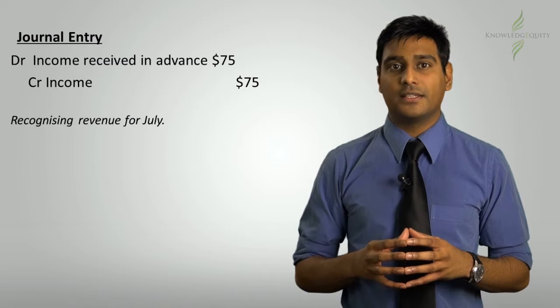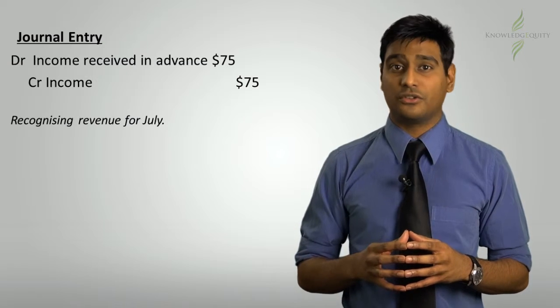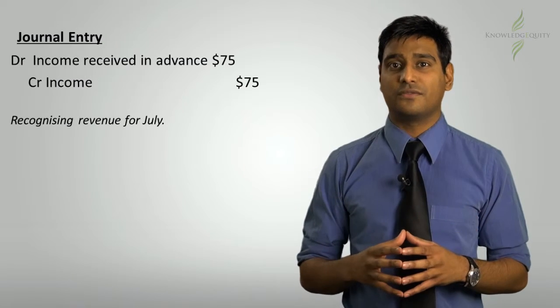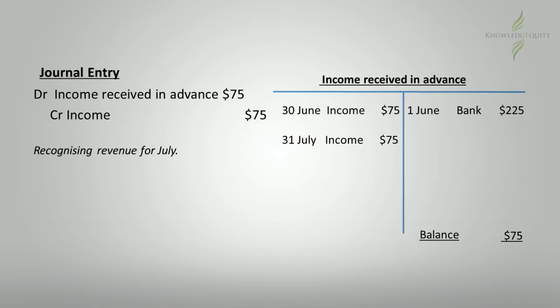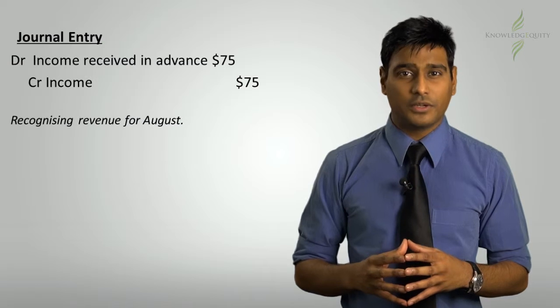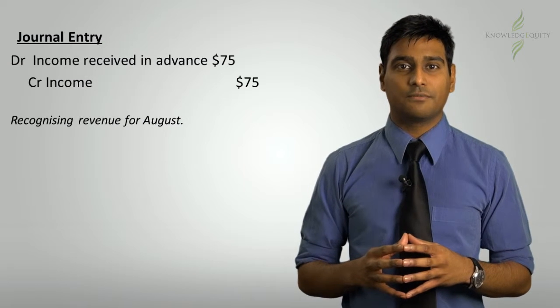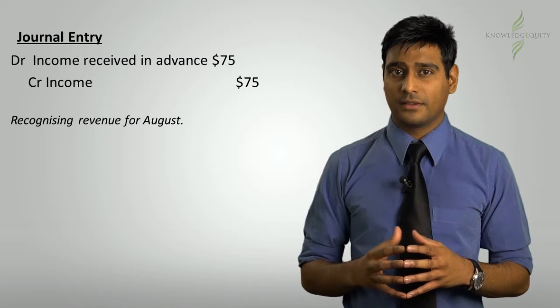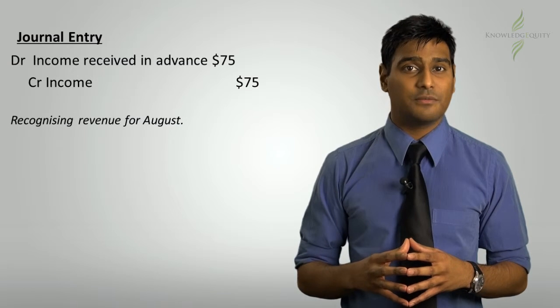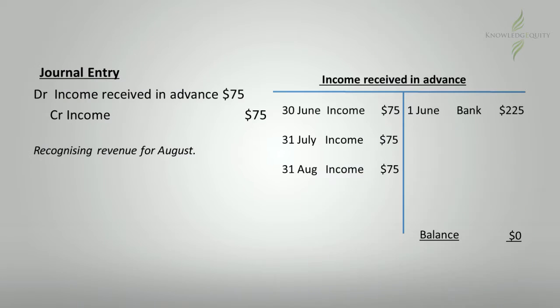In July, the same journal entry would be processed to recognize revenue once the service for July has been done. The T account would look like this. And finally, in August, the revenue for the garden service provided would be recognized. This would effectively reduce income received in advance to zero. The T account would look like this.